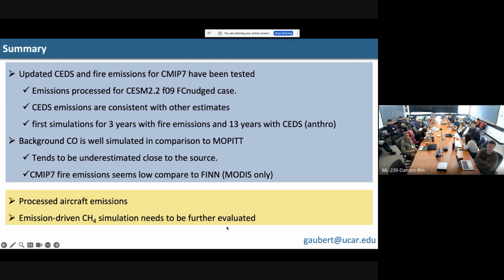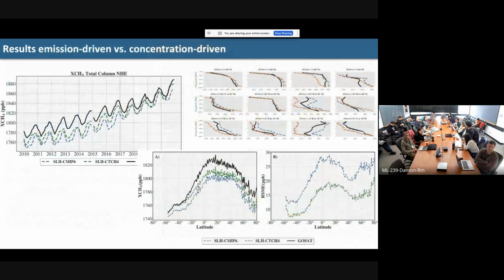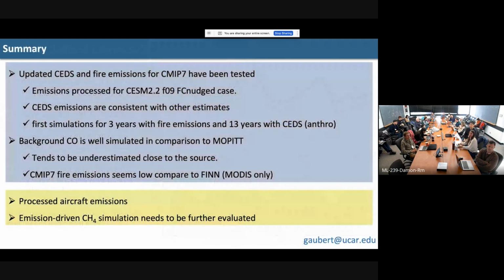So the emission-driven methane simulation is very encouraging. It's so far very consistent with the prescription of methane that was made in CMIP6. There will also be new surface concentrations, and it will be interesting to look at that as well, because that's probably why the emission-driven run is performing so well: for 2014 onward, we were using scenarios and not concentrations from observations. And I still need to process the aircraft emissions. So, happy to take any questions.